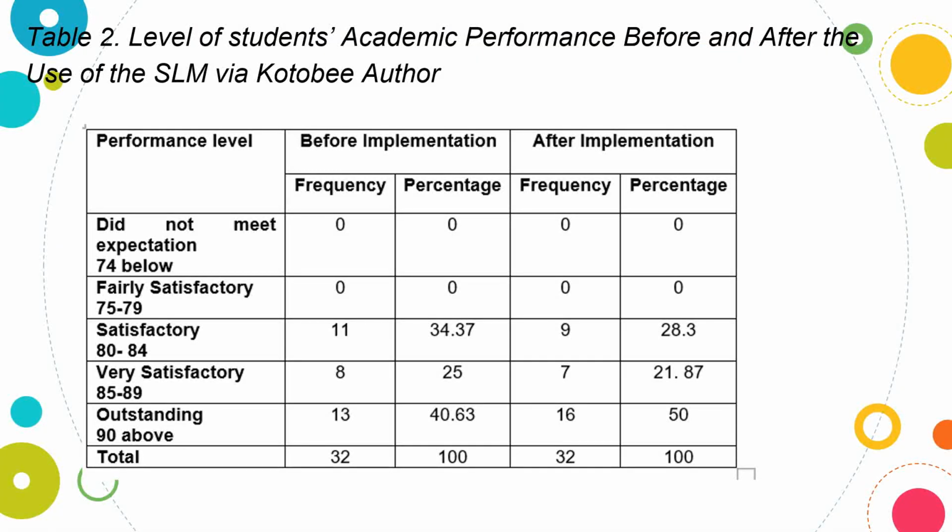Table 2, level of students' academic performance before and after the use of the self-learning module via Kotobi Author. As you can see, the question has been rephrased into a statement form, and the words are in capital letters since they serve as the title of the table.